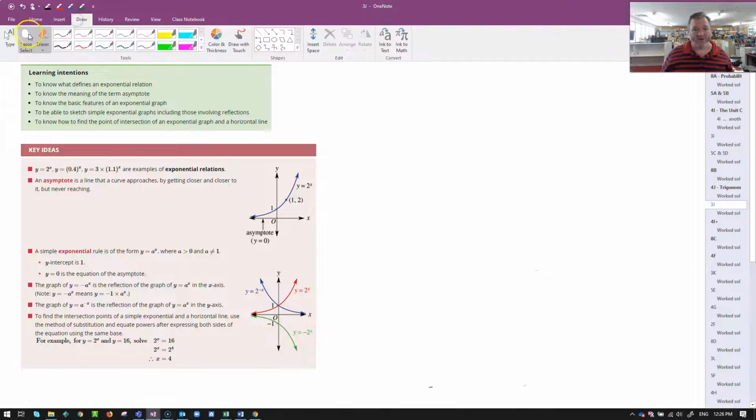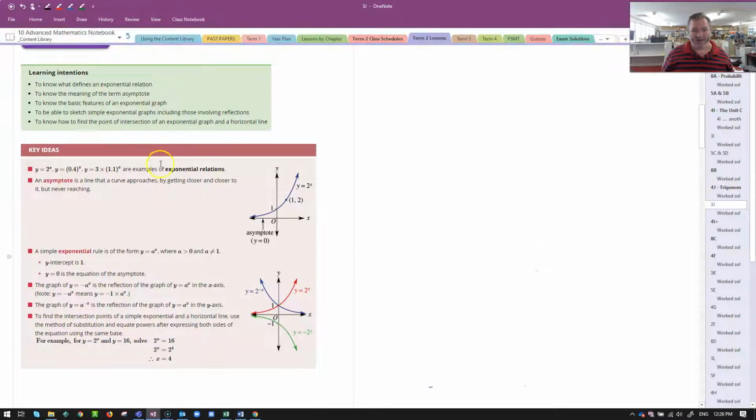Just a quick reminder of what they actually are. Exponential equations or relations are the ones where x is in the exponent. Sounds obvious now, doesn't it? x is in the exponent, hence exponential relations. So y equals 2 to the power of x, 0.4 to the power of x, 3 times 1.1 to the power of x. They all have something in common: they all have x in the exponent, in the index. That's what makes an exponential equation.